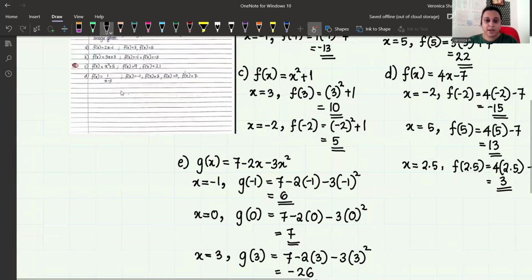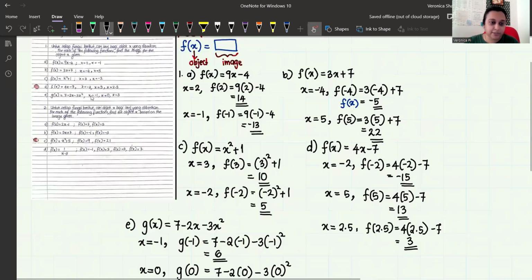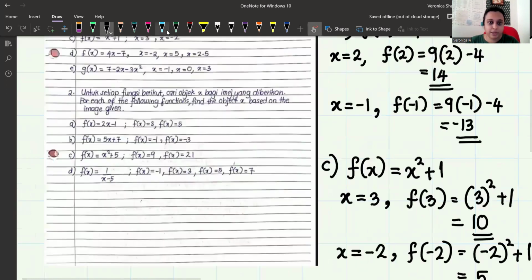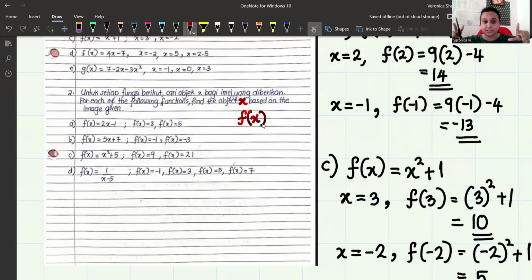Alright, so question 1 is all settled. Okay, now we do question 2. For each function here, we are going to find the object. That means we are going to find the x. But the image is given, so f(x) is given. That's how you must think first, right?